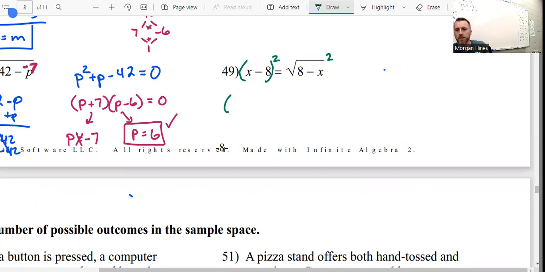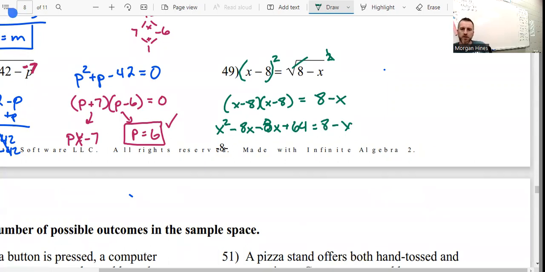So what does that look like? It looks like x minus 8 times x minus 8 equals 8 minus x, as the square and the square root cancel each other out. So now we've got to FOIL this out. That means the first times the first, which is x squared, the outsides, x and negative 8, which is negative 8x, the insides, negative 8 times x, which is another negative 8x, and the last, which is negative 8 times negative 8, 64.